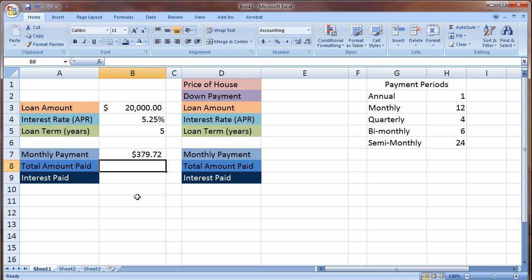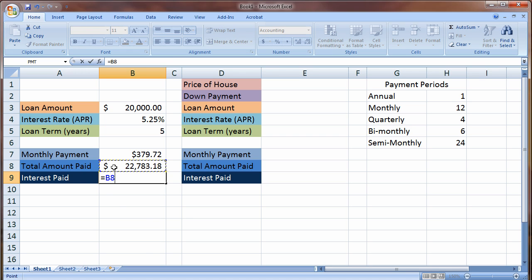And the real story is how much did I pay for the total loan? So I'm going to take the monthly payment times, again, I'm going to keep this dynamic, the value in B5, which is 5 years, times 12. Notice I didn't just put in 60 months because that would be a static value. And I find out that although I borrowed $20,000, I'm paying back $22,783.18.